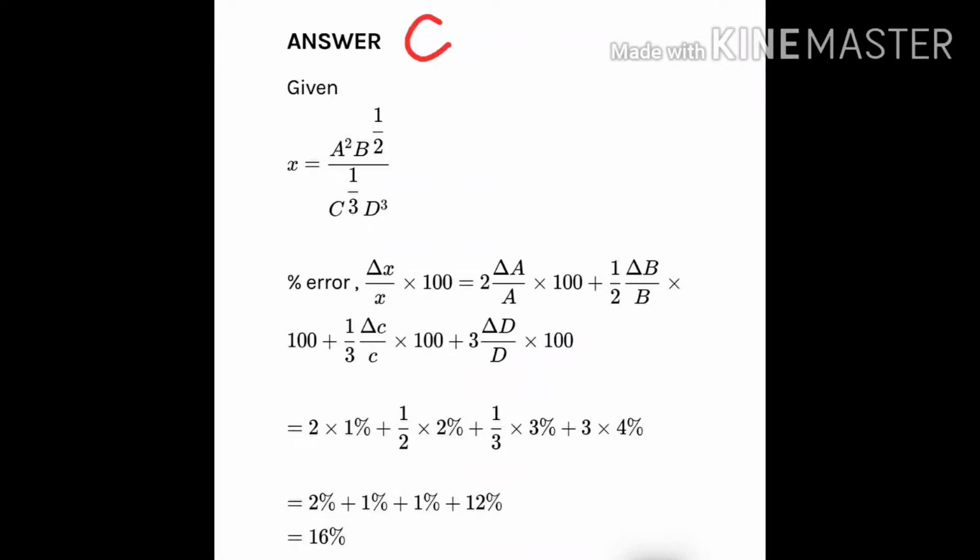Here they have given the equation X is equal to A square B power half by C power 1 by 3 D power 3. Here we are calculating percentage error. So how are we calculating percentage error? A square is there, so 2 times we are multiplying the percentage error of A, and percentage error of B is multiplied by half, and percentage error of C is multiplied by 1 by 3. Percentage error of D is multiplied by 3. So if we multiply, we will get 2% plus 1% plus 1% plus 12%. So totally 16% is the correct answer. So option C is the correct answer.